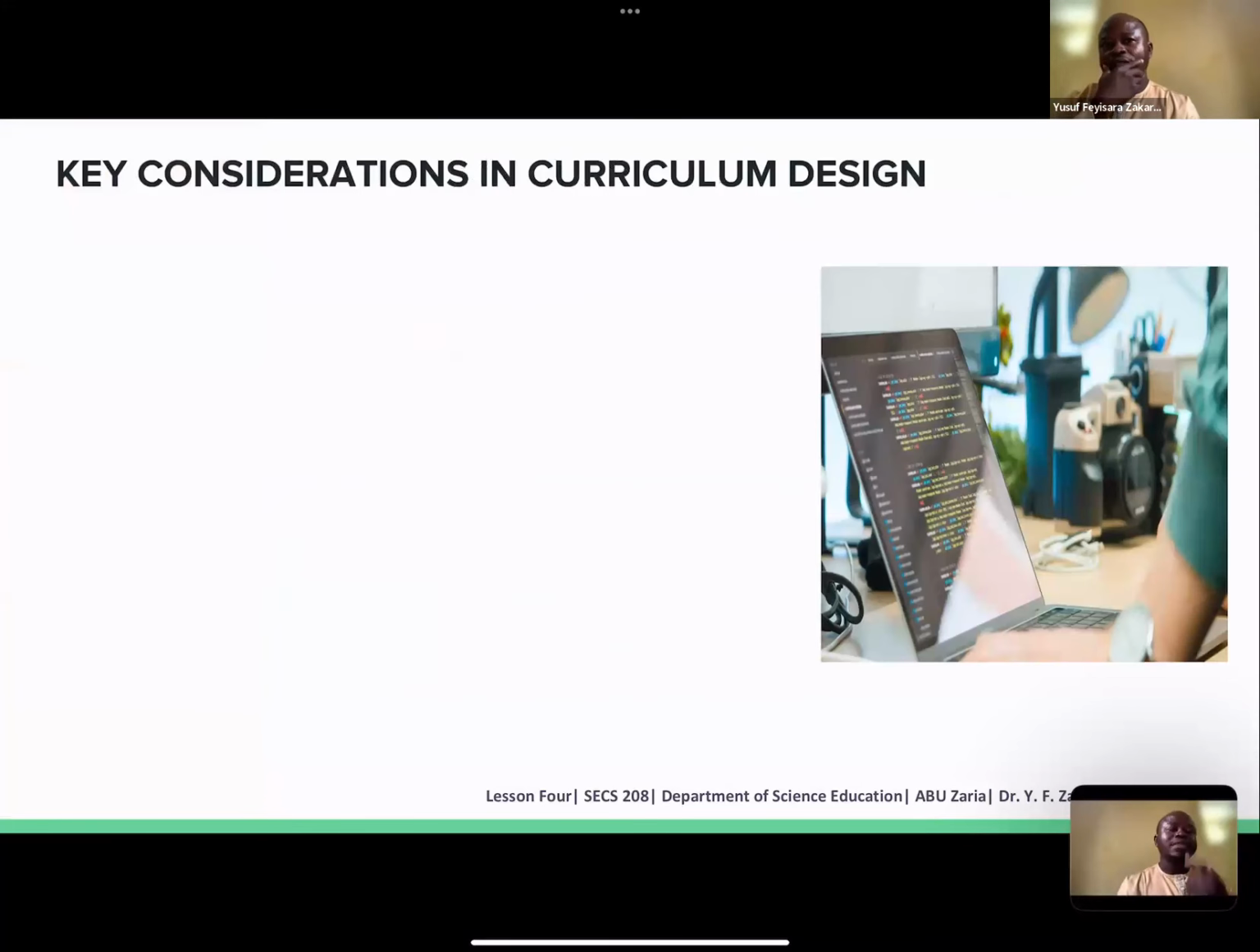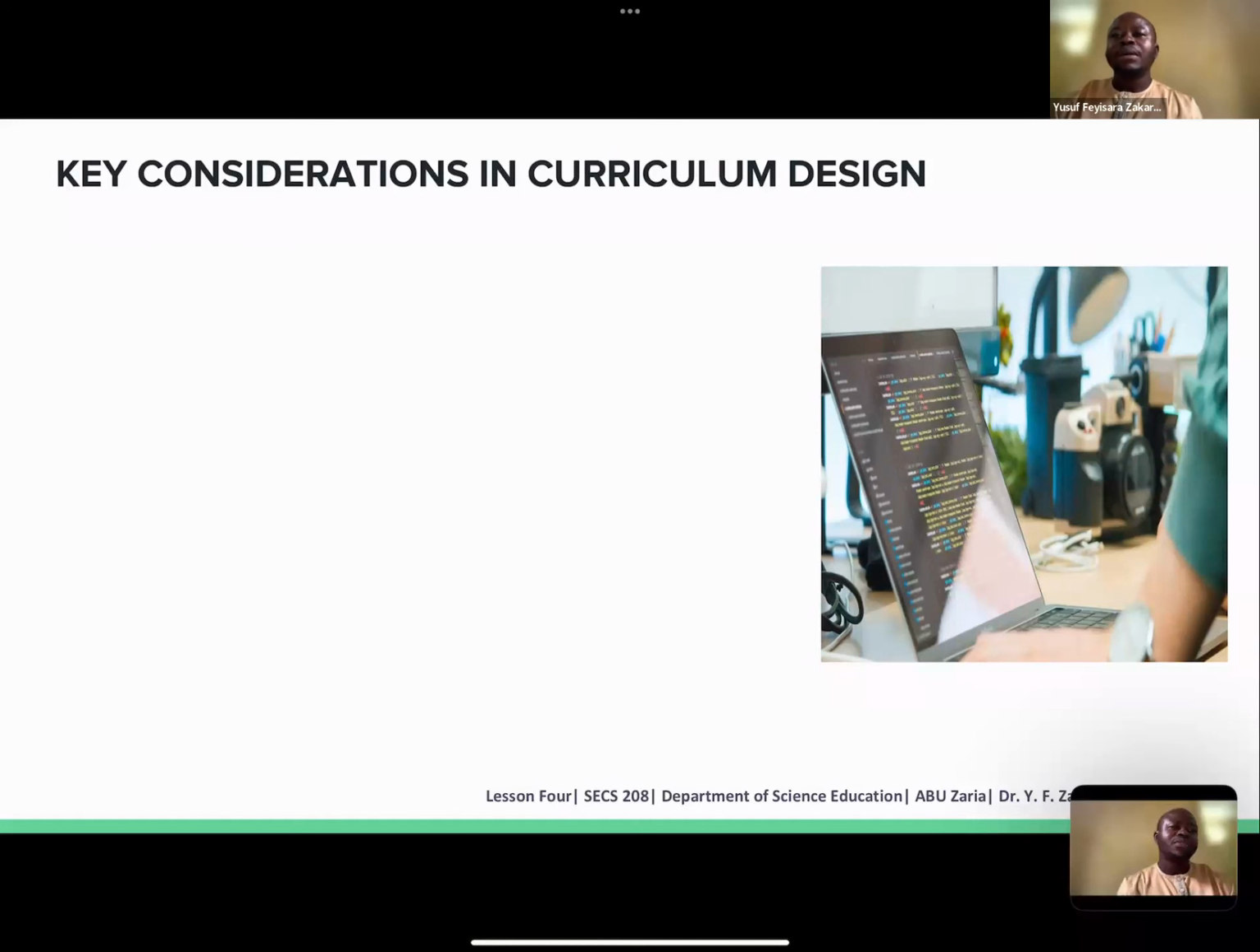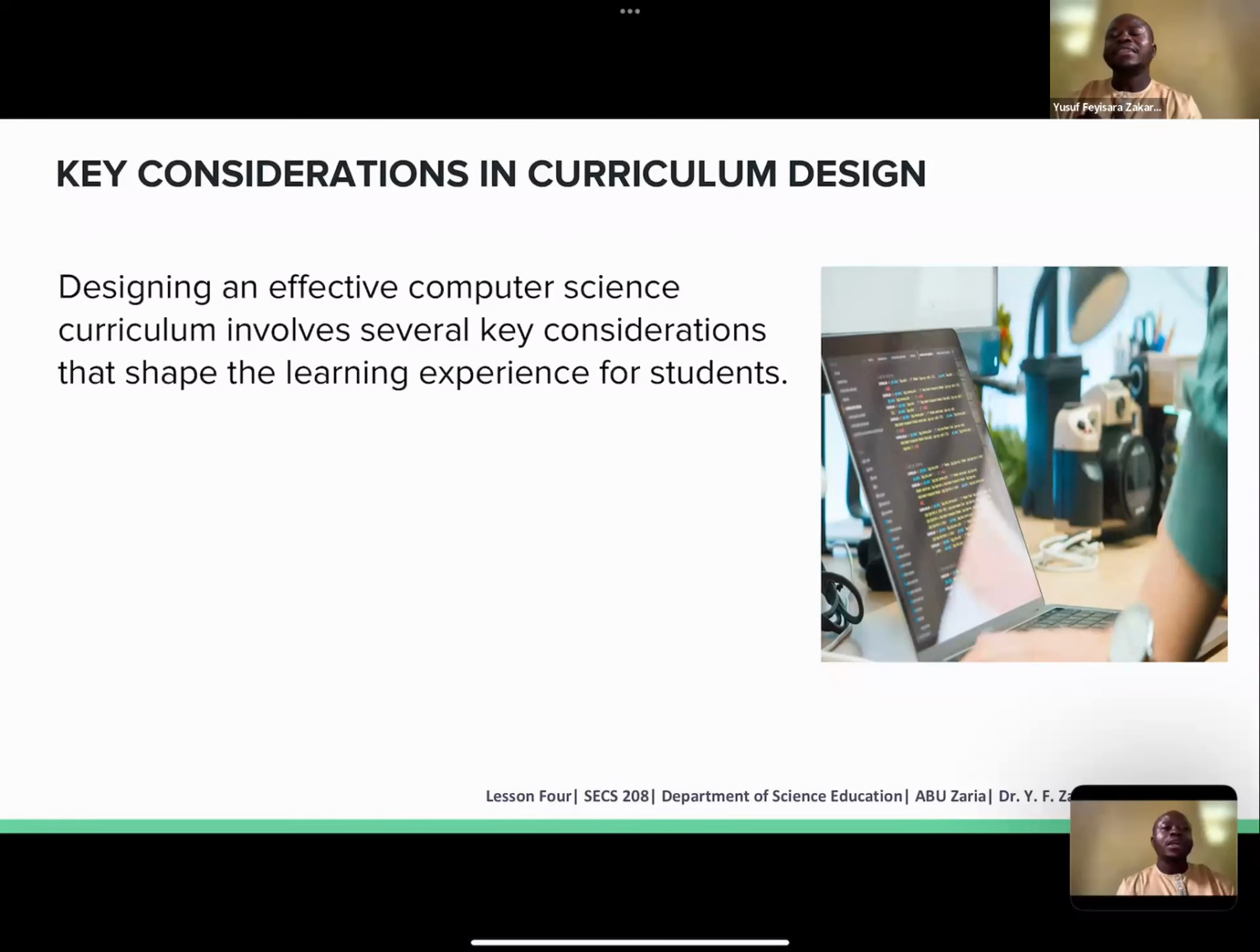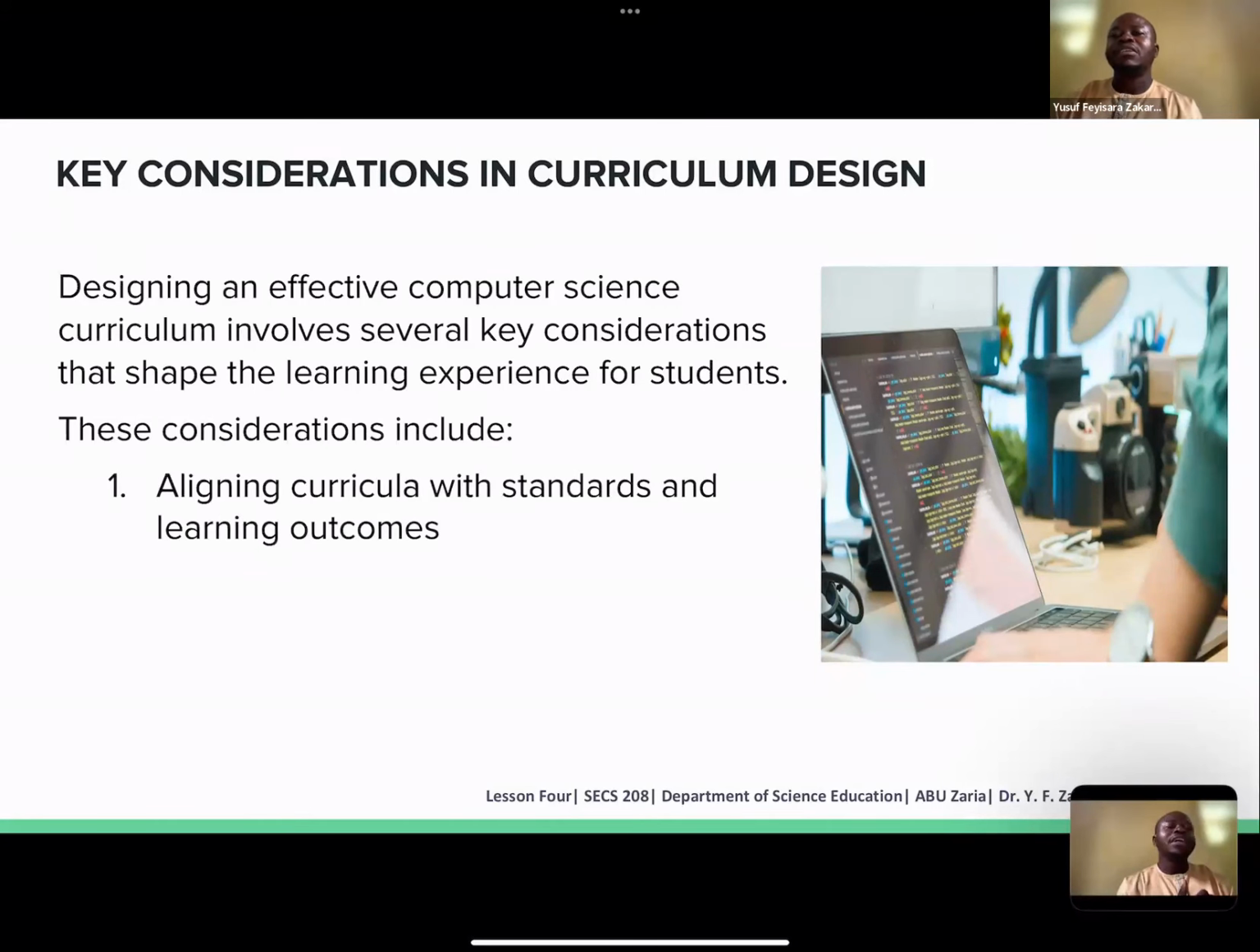All right, so let's start with the very first point, which is on key considerations in curriculum development. What are the things you should consider when you are developing a curriculum? All right, so this is what we mean by key considerations. There are three things that you should consider, or let me say there are three topics under which there are a lot of things. So we can discuss key considerations under three subheadings.